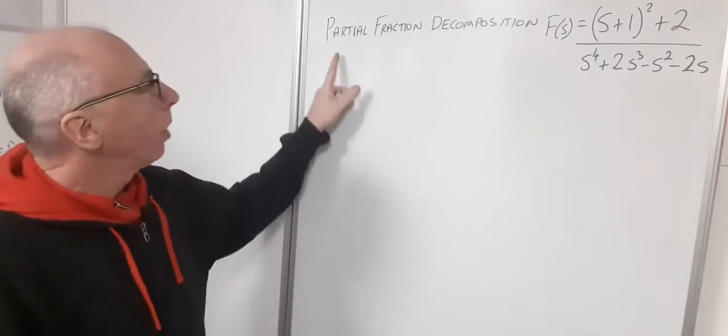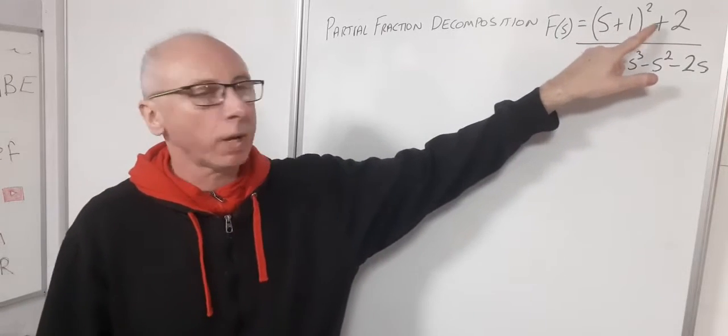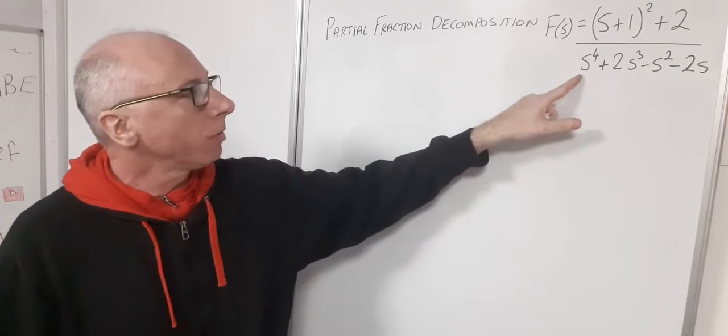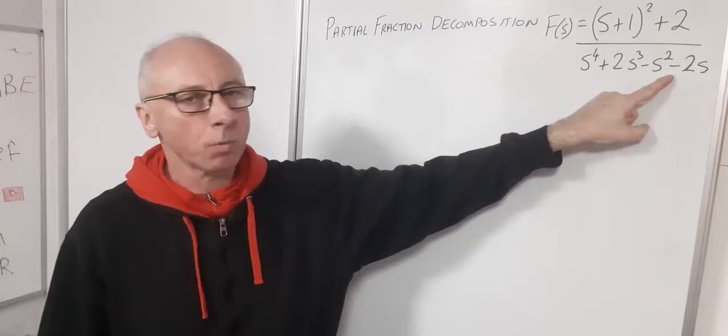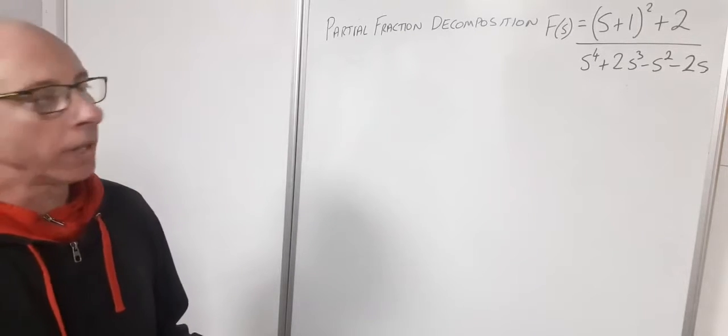So in this video we're going to do partial fraction decomposition for f of s equals (s plus 1) squared plus 2, over, looking like someone's found the square, a quartic: s to the 4 plus 2s cubed minus s squared minus 2s. So how are we going to do that?